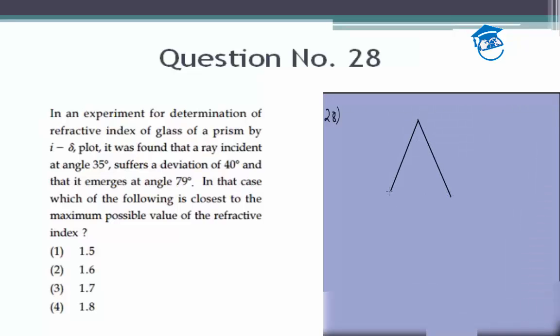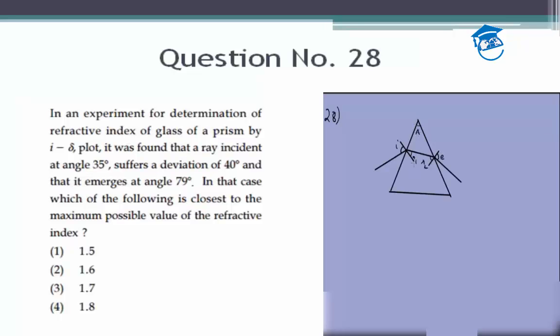You have a prism in which there's a ray entering and exiting. Since incidence and emergence angles are not the same, this is not the case where the ray is parallel in the middle of the prism. These will be the normals. This is I, R1, R2, E, this is A.